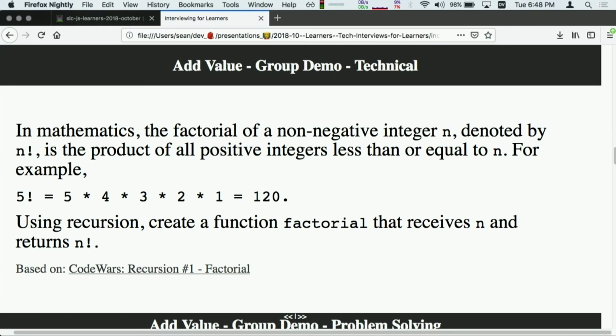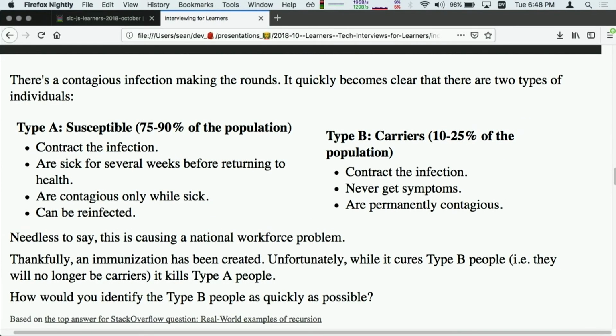Okay, so now I'm going to throw you the curveball one. Again, I'm going to read this one out loud, but y'all can see it on the screen. There's a contagious infection making rounds. It quickly becomes clear that there are two types of individuals. There are those who are susceptible, the majority of the population, and those who are carriers, the minority. Those who are susceptible will contract the infection. They're sick for several weeks before they return to health. They are only contagious while they are sick, and they can be reinfected. The carriers get the infection. They are asymptomatic. However, they are permanently contagious.